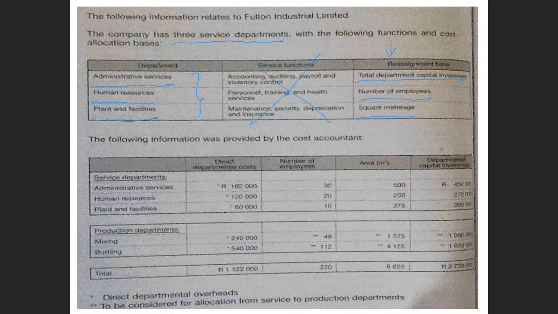Then at the bottom, they had given you the three service departments listed out again, together with the two production departments, which were the mixing and the bottling departments. They also gave you in the second column the direct department cost. This is also known as the primary cost. Please write that down here. The primary cost or the primary apportionment.